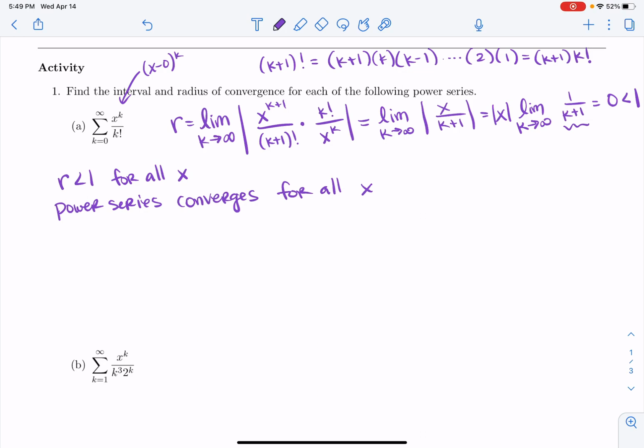Okay, so the radius of convergence then is infinity, and the interval of convergence is the interval from minus infinity to infinity. And we use rounded brackets on those because, of course, we cannot get to infinity. So that's how we do that one.